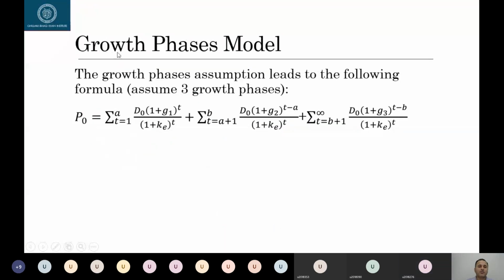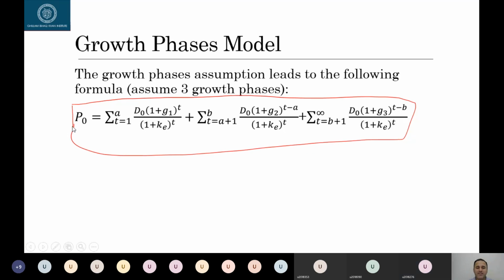Okay. Growth phases model. Now, as I told you while I was covering chapter number 4, this one looks messy, but if you closely look at it, it's not something that does not have any explanation or any logic for it. So, for example, let me put numbers on the timeline, and then I can tell you how we came up with this formula.